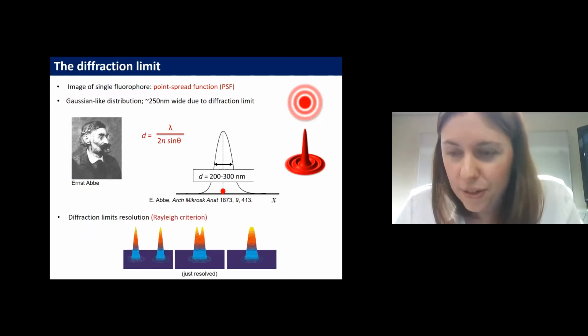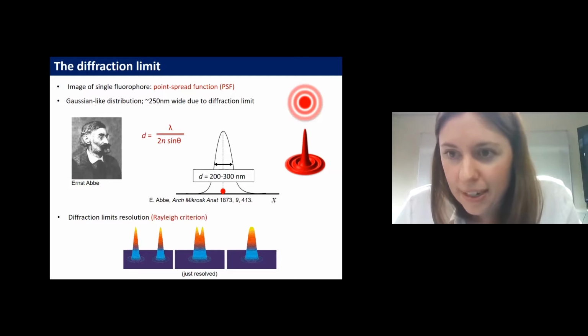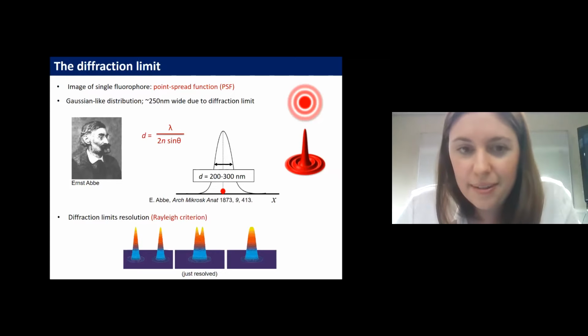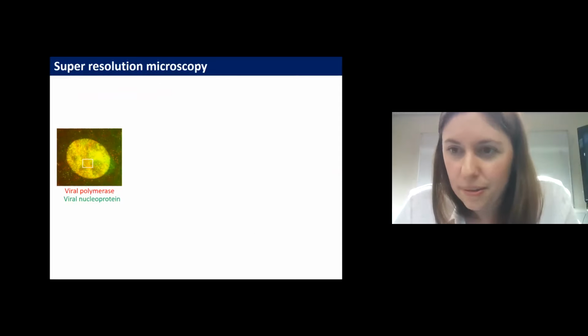And for two objects to be resolved, the Rayleigh criterion basically states that the two PSFs need to be further apart than the width of one of the PSFs. So this is a bit of a problem when we're looking at such tiny things like viruses. But there are some microscopy methods that are designed to get around this, and together these are called super resolution microscopy.